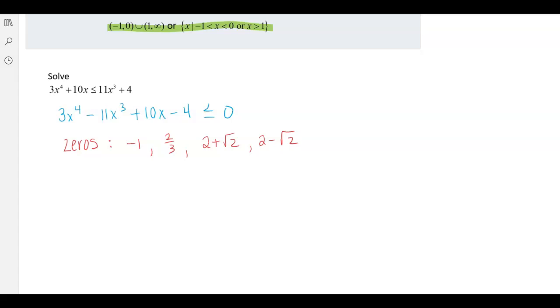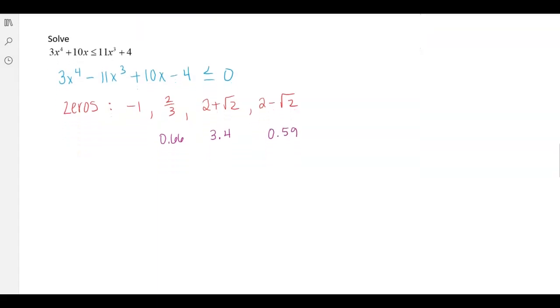So I want to get a decimal version for these numbers because I need to break up the number line. This is approximately 0.66, right? 2 plus the square root of 2 is about 3.4. And then 2 minus the square root of 2 is about 0.59.